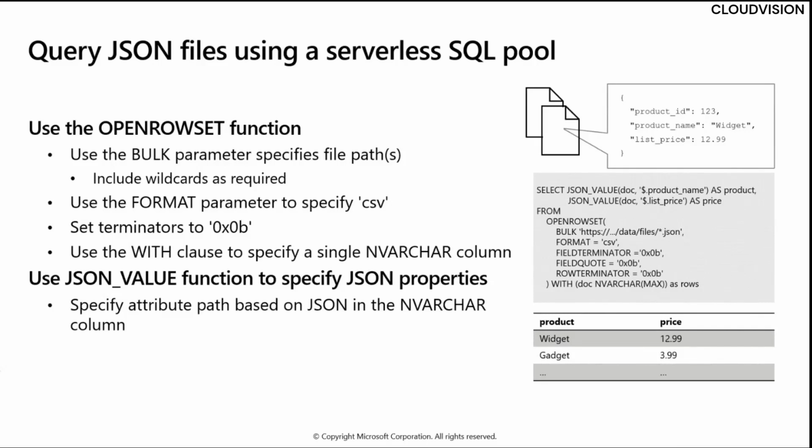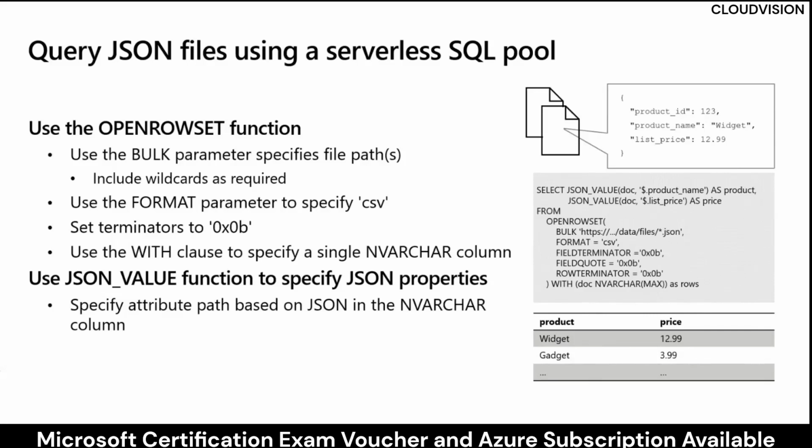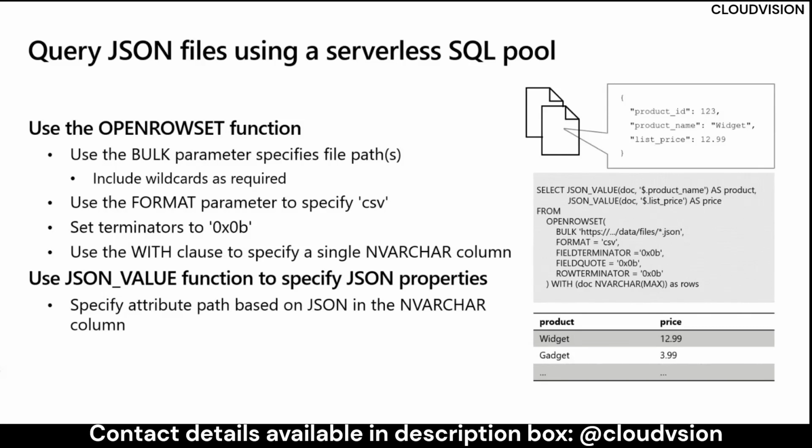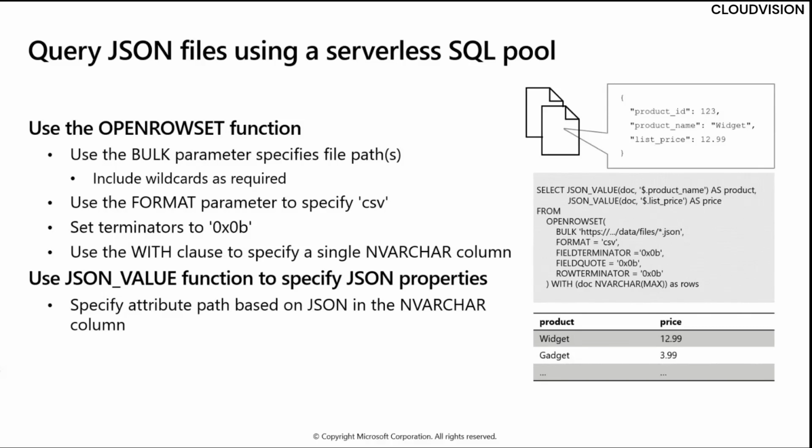Okay, and basically you will be using the BULK parameter to specify the path, and you can use the FORMAT parameter to specify CSV. You can also set the terminators to 0x0b, and you can also use the WITH clause to specify a single NVARCHAR column, so that whatever document is present in the JSON document will be converted into this single NVARCHAR column. Okay, this is how you query JSON files using a serverless SQL pool.